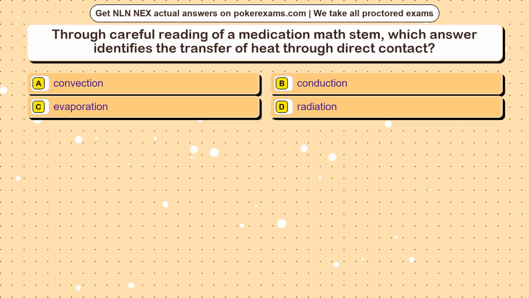Question 25. Through careful reading of a medication math stem, which answer identifies the transfer of heat through direct contact? Option A, convection. Option B, conduction. Option C, evaporation. Option D, irradiation.